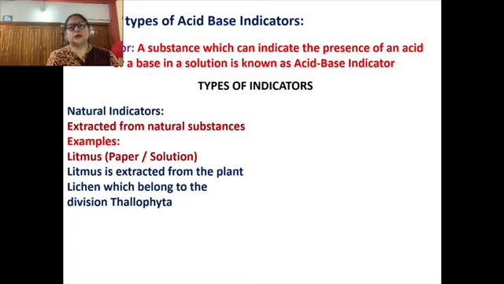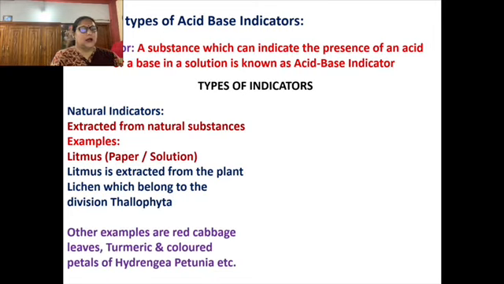That means the color of litmus paper becomes different when we add acid or base. That means litmus paper we can easily use to detect the presence of acids and bases in a given solution. So other examples are red cabbage leaves, then turmeric, and colored petals of some flowers, which we can use as acid base indicators in the same manner.